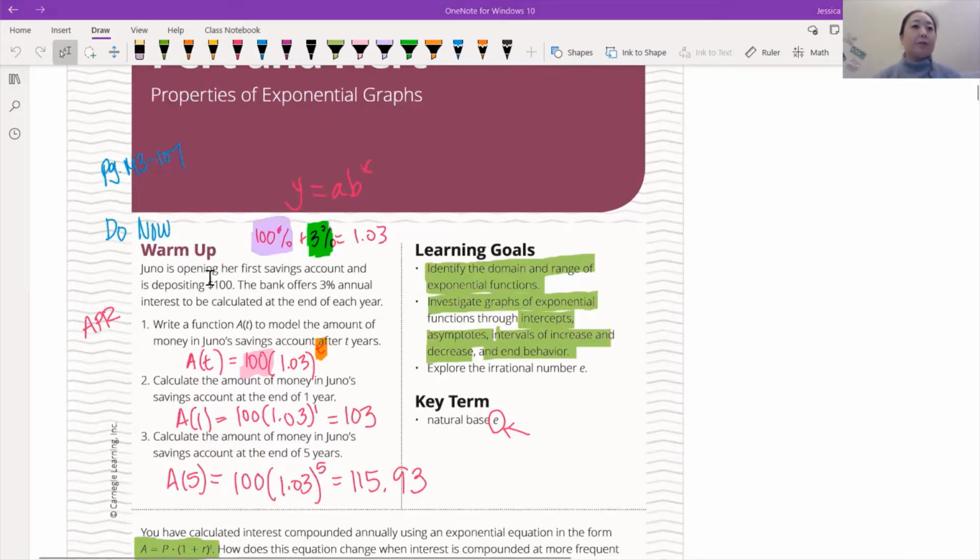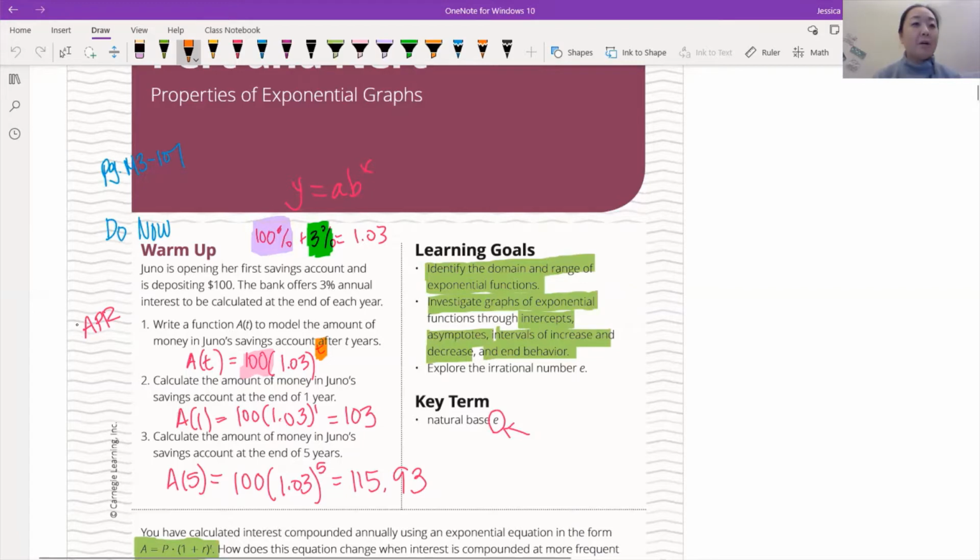Juno, this is the do now for today. Juno is opening her first savings account and depositing $100. The bank offers 3% annual interest to be calculated at the end of each year. So at the end of the calendar year, they will be paying Juno 3%, just to say, hey, thanks for loaning us the money or depositing your money here.